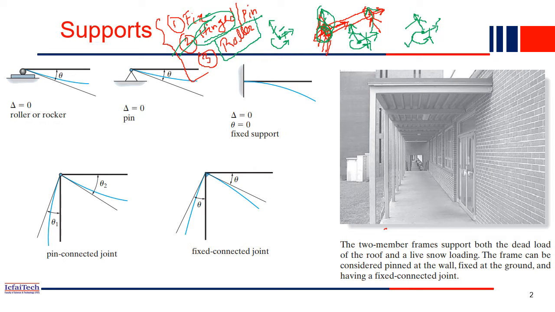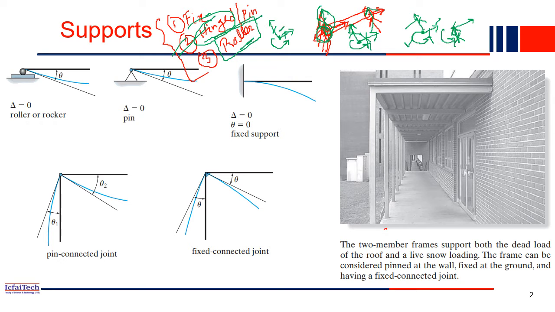And the last joint is the roller joint. What is a roller joint? Roller joint means that the joint cannot move vertically. Vertically it cannot move, but it can go horizontally. And moment is also allowed, rotation is also allowed.